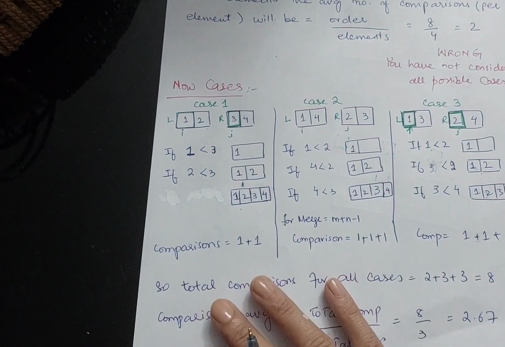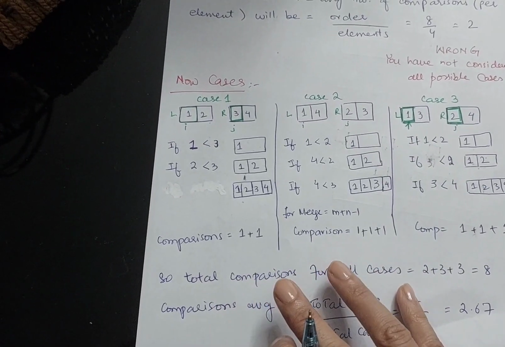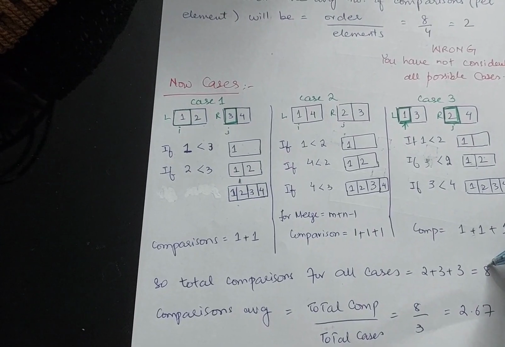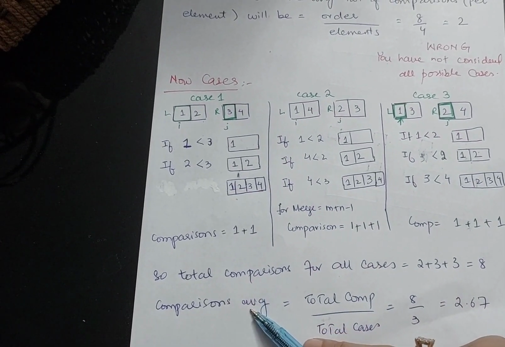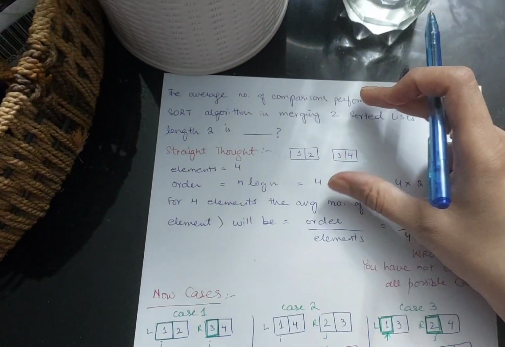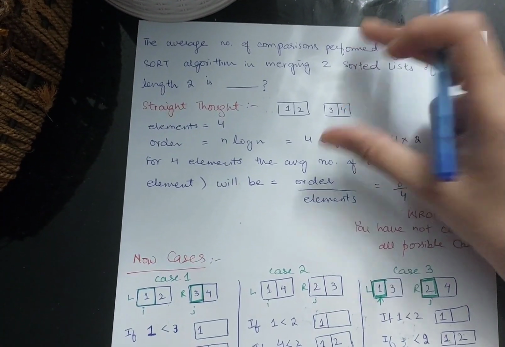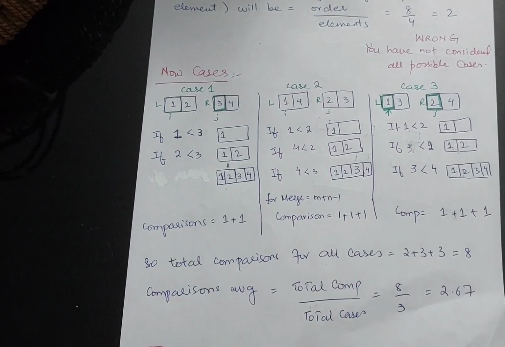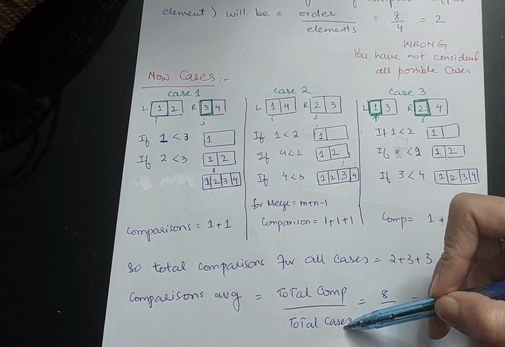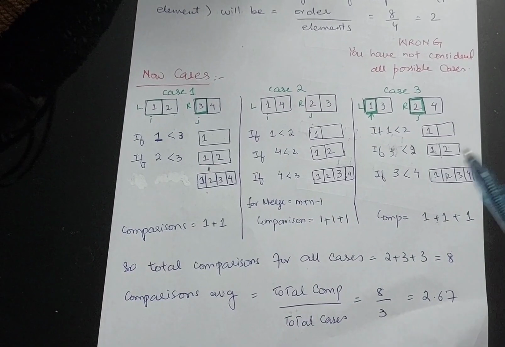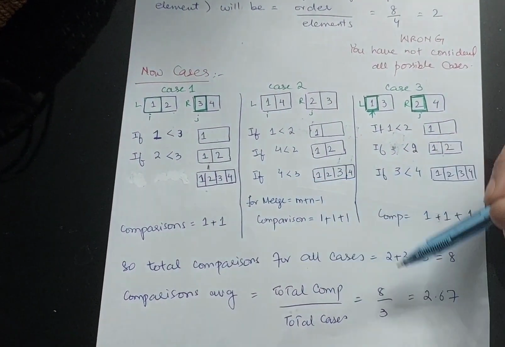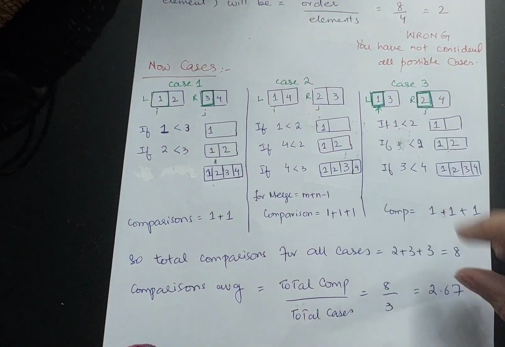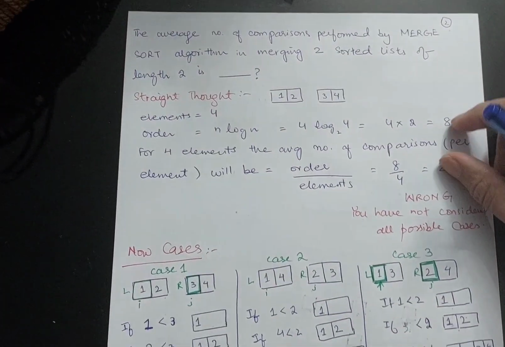So now we will make a total of the comparisons. The total comparisons are 2, 3 and 3, so it becomes 8. The question was asking about the average number of comparisons performed by merge sort. In order to find the average, we divide by the total number of cases. There were 3 cases, so 8 divided by 3 is 2.67. So the correct answer is 2.67 instead of just 2.